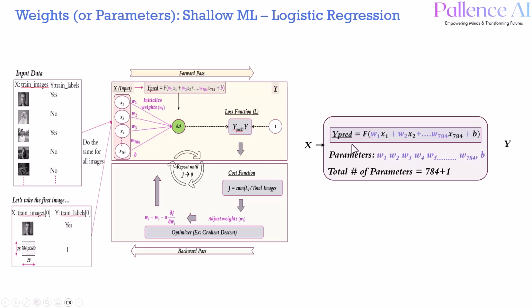Okay. So for a simple machine learning algorithm, when we are saying weights or parameters, they are W1, W2 up to W784, and then a bias term B. So the total number of parameters for this algorithm would be around 785. Simple enough. Now let's look at the weights or parameters for a deep learning algorithm.